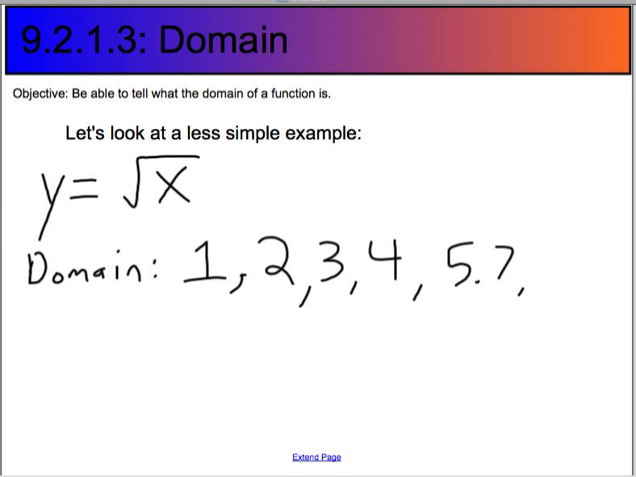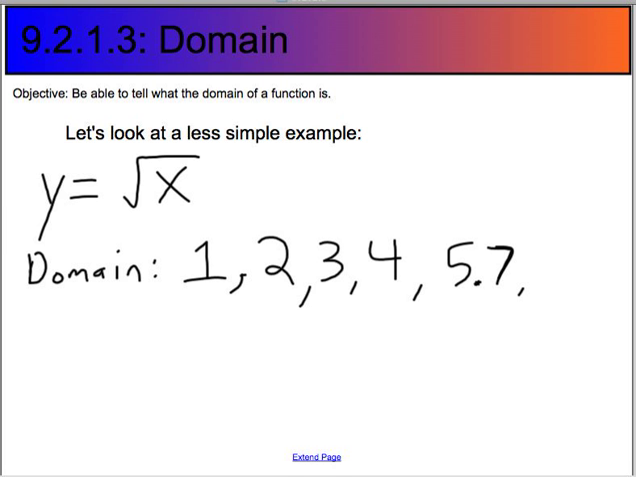So I don't know about you, but I feel pretty confident that no matter how big the number, it would be fine to put it into this function. If you're not sure, try a million. What is the square root of a million? If you've tried it, the square root of a million is 1,000. Perfectly acceptable.